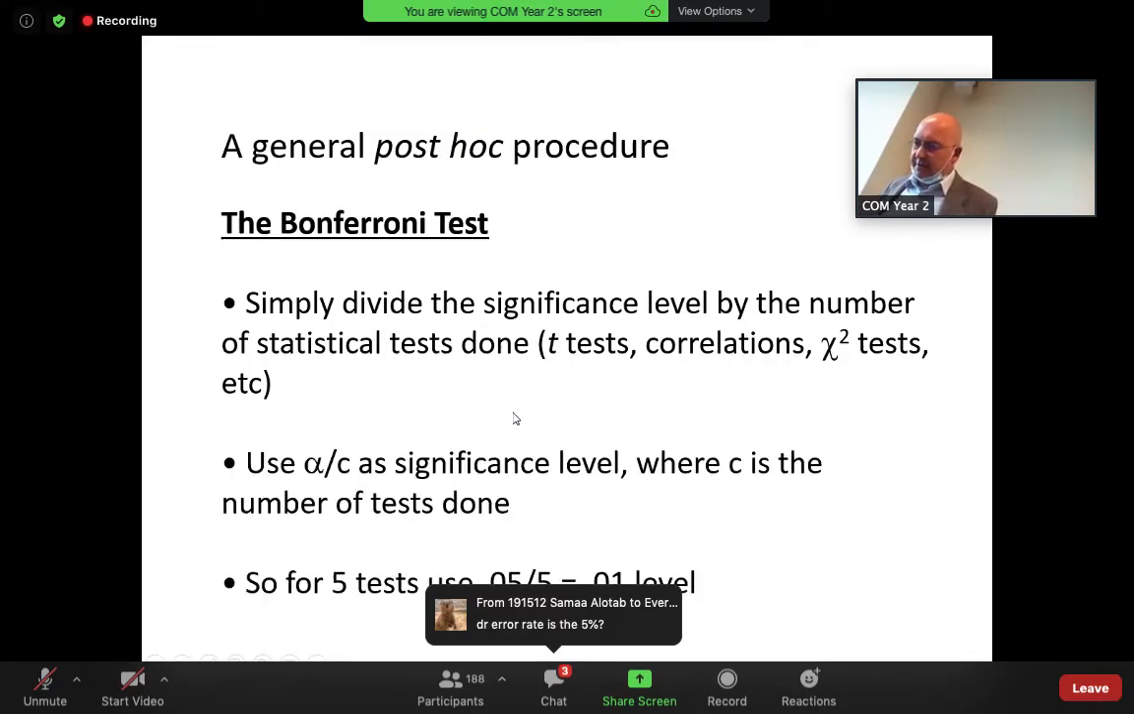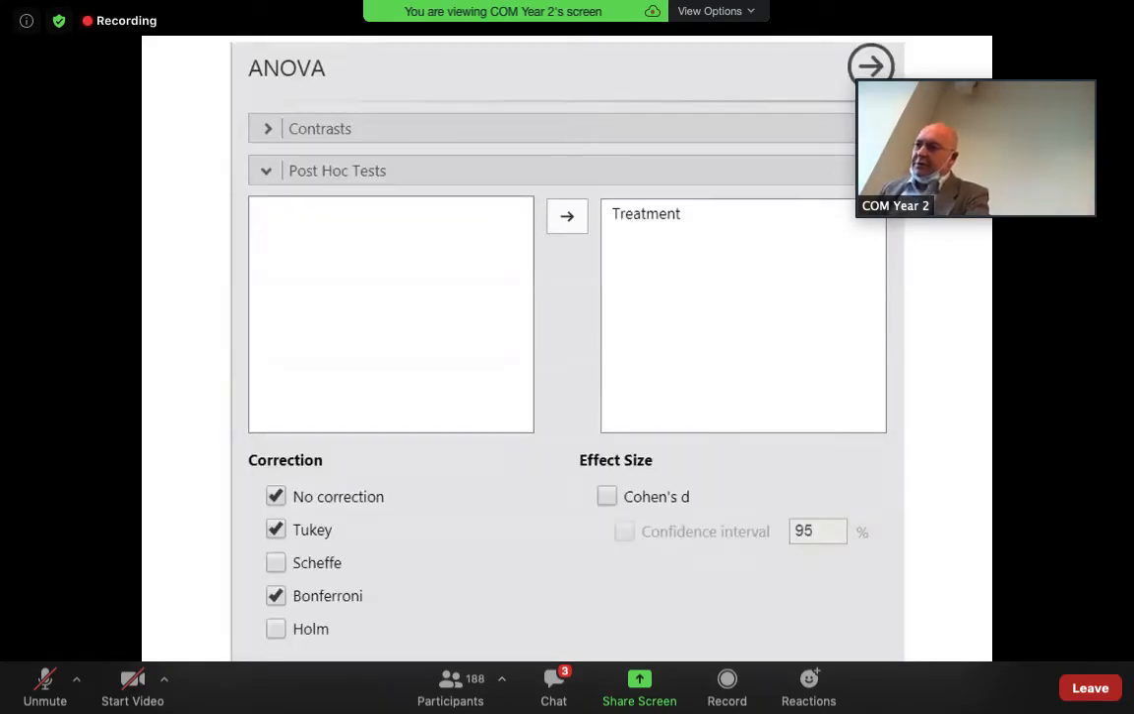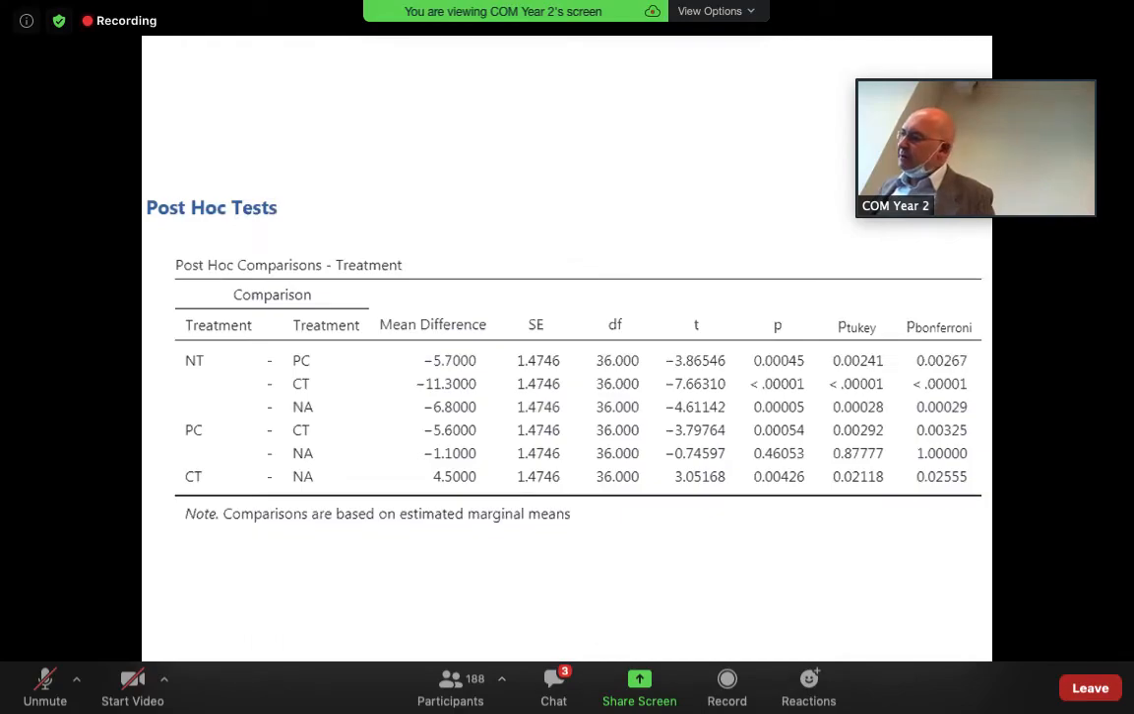Bonferroni, I've explained. And actually, Bonferroni is a general post hoc procedure, so you can use this for correlations, for chi-squares, for any test at all. So it is quite useful. The trouble is it's a rather blunt instrument. It's not very sensitive. So this was just showing you how it was done. And yeah, I've included the Bonferroni here. So you can see Bonferroni is even larger than the Tukey. It's slightly larger than the Tukey. So it's not such a sensitive test.